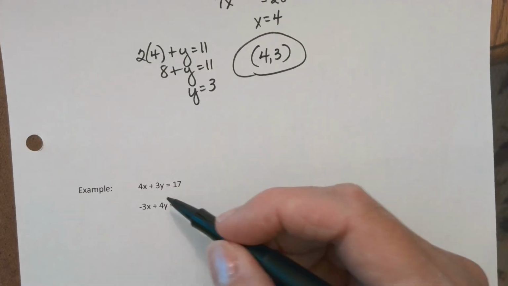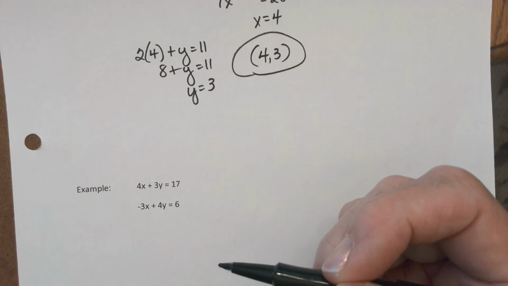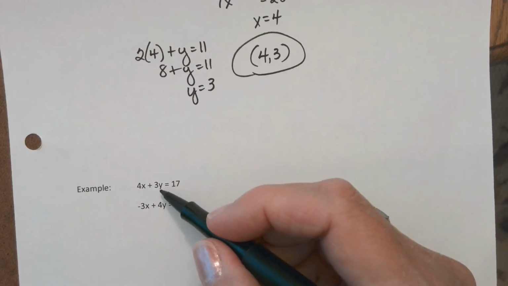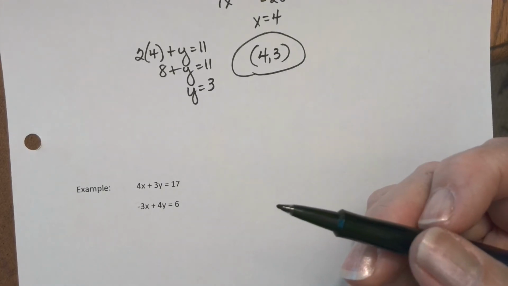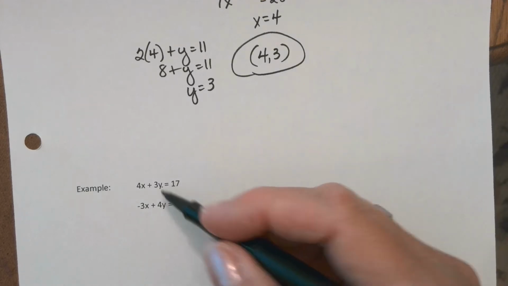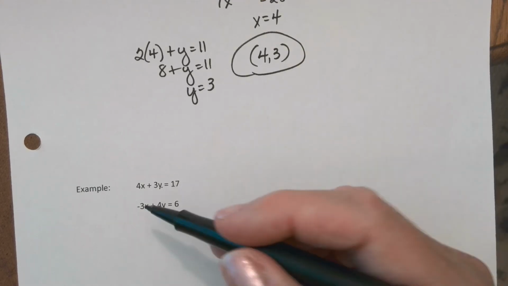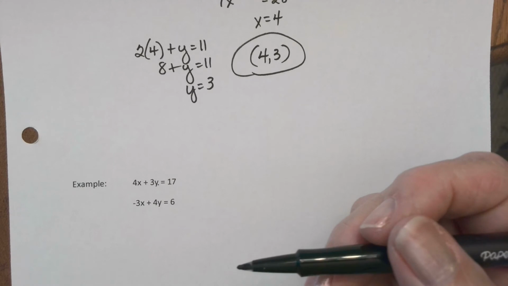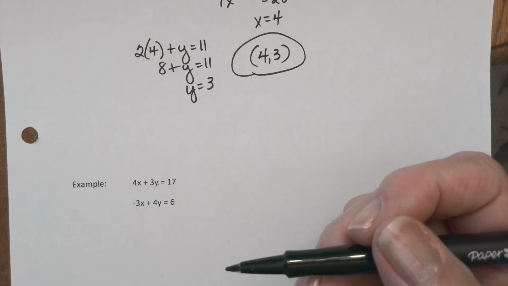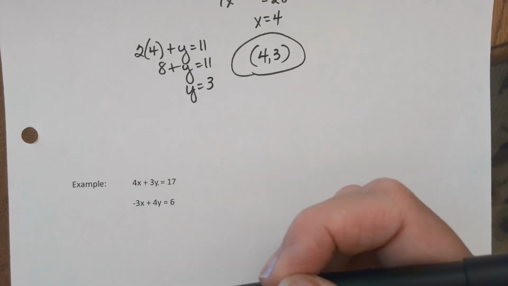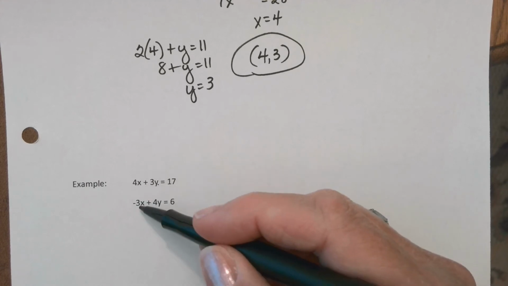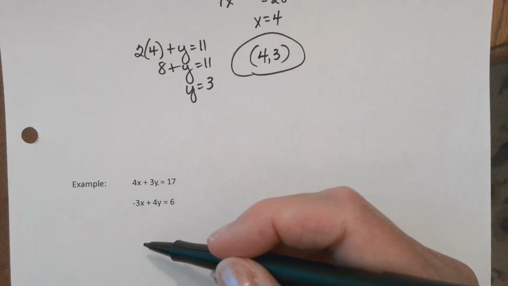I can't just multiply one of them by something. There's no integer I can multiply one of these equations by, and I'll end up with the opposite of the other. So in that case, what you do, and I always say just pick the first one because it's easier to look at. This is a 4 and this is a 3. This is a negative 3, isn't it?